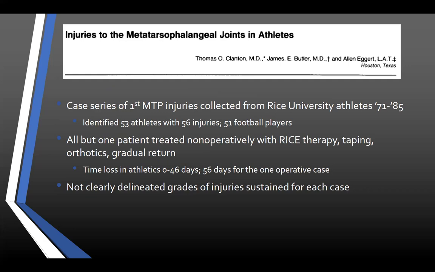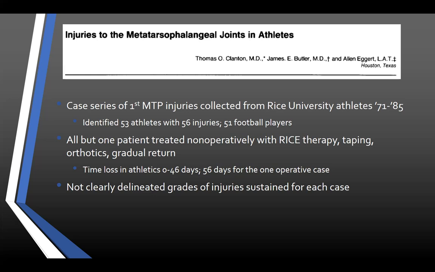So the one strength of this was that all athletes that sustained this injury were functionally treated the same. They all went through a relatively standardized regimen of RICE therapy. They rested, they iced, they elevated, and they were supportively cared for with tape, orthotics, and very gradual return to play. The time loss ranged from 0 to 46 days, and one of them needed to be operated on, which failed non-operative management.